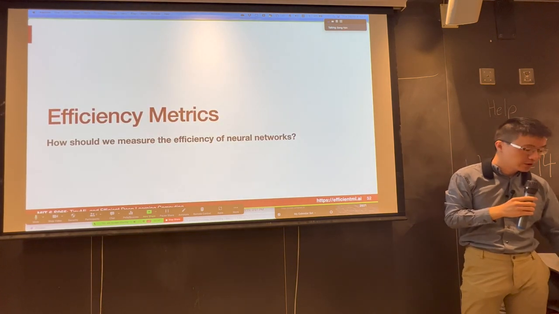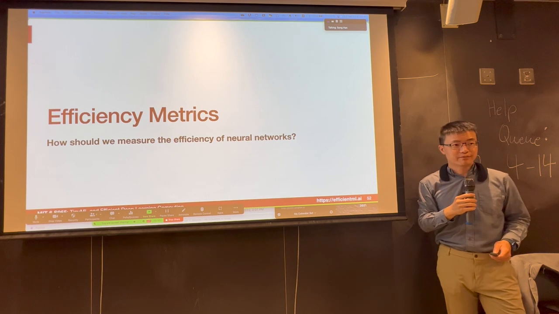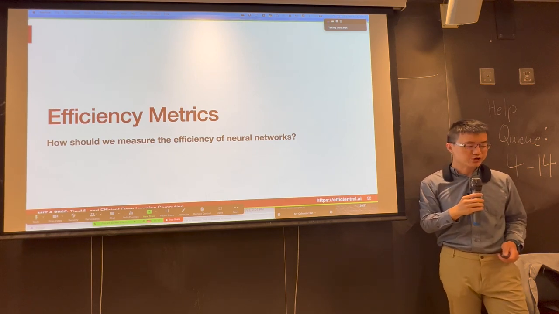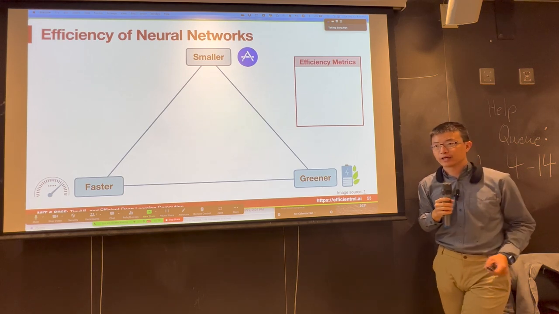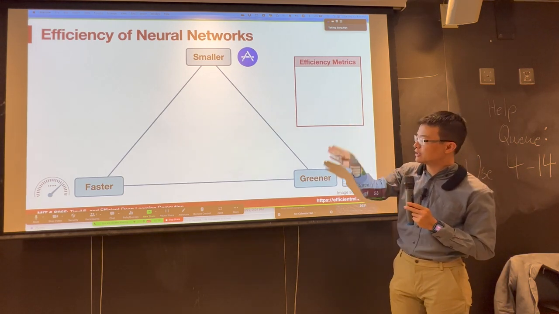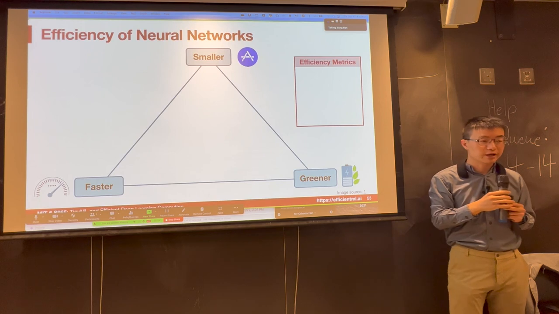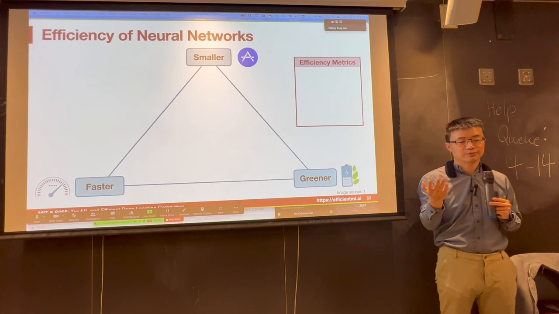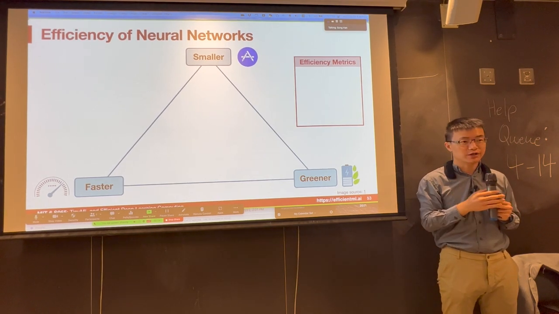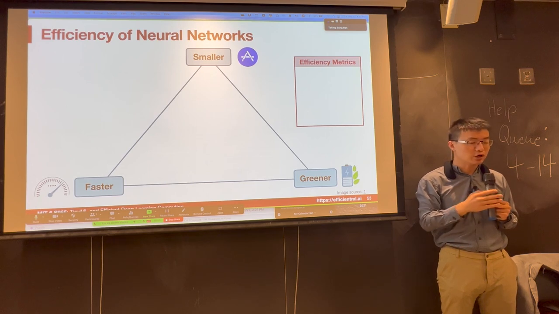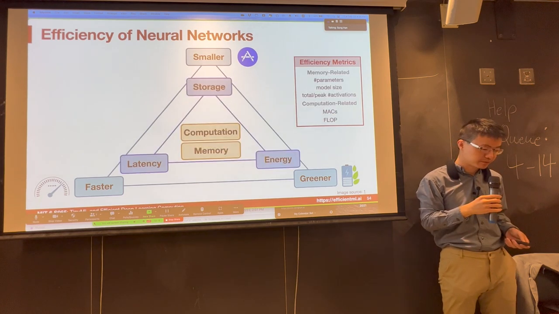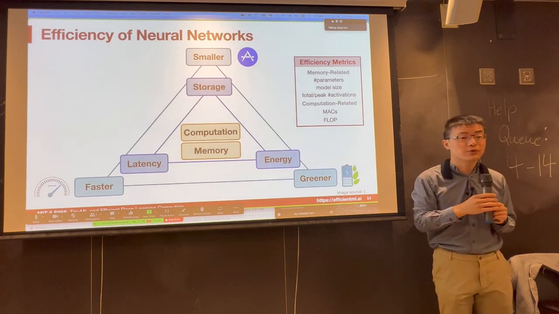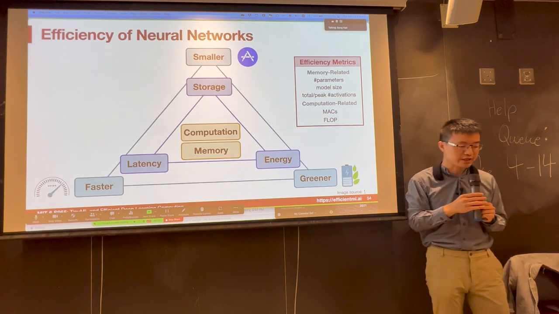So let's now introduce different efficiency metrics, how to measure the efficiency of different neural nets. Ideally, for a neural net, we want it to be smaller, faster, and also greener, right? For smaller, we want to ship it to the Apple Store more easily. For faster, when you're driving on the road, you want an autonomous driving car to be responsive. And for greener, we want to make sure our battery lasts longer. So that concerns 3 aspects when you are designing neural nets.